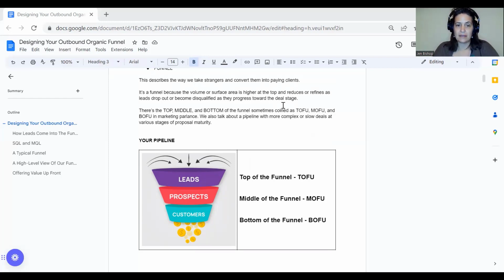And as they progress towards deal stage. Now there's the top of the funnel, the middle of the funnel, and the bottom of the funnel. And in marketing language, this can be coined as tofu, mofu, and bofu. And that's just shorthand, sometimes used in advertising language, for top of the funnel, middle of the funnel, and bottom of the funnel. Now you can talk about a pipeline, but a pipeline, as opposed to a funnel, tends to be more the long, slow, complex process of different deals at different stages of proposal maturity. So for most of us who are just selling our services, we just want to think about a funnel rather than a deal pipeline, although both of those could be relevant to your business.